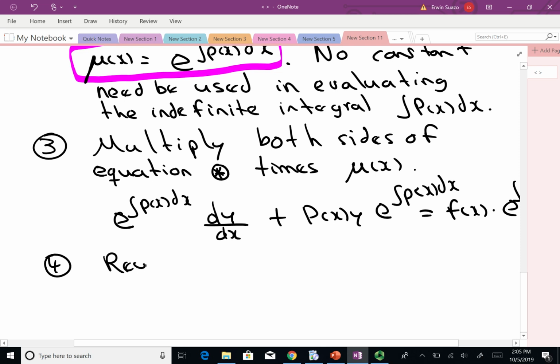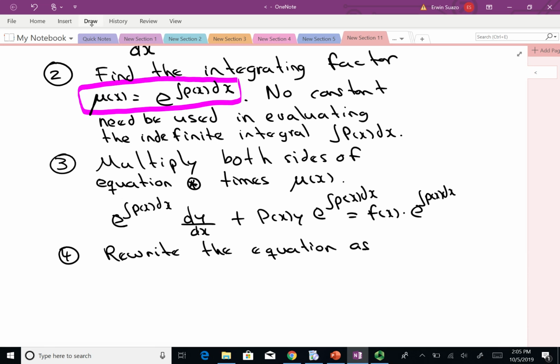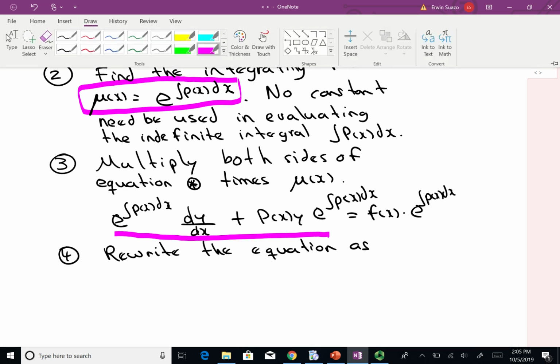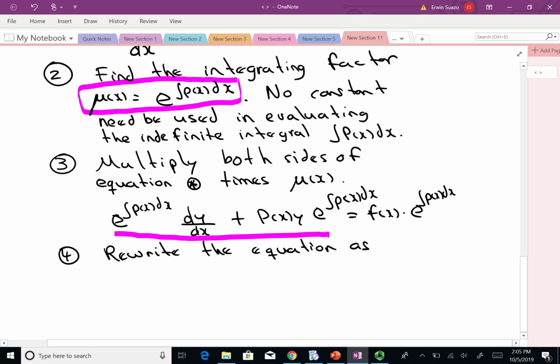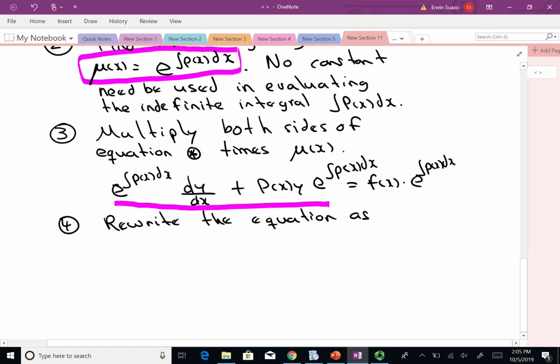Rewrite the equation as, so notice something really cool here. Notice that this guy on the left, so stop the video. What does it look like to you? Stop the video for a second and think about it. So now you thought about it, so maybe you notice this is a product rule.